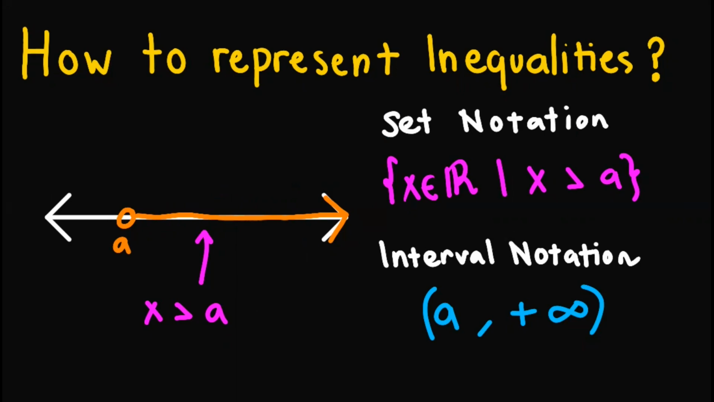Now, connected to this one, what if, say, a is included? Then informally this is x is greater than or equal to a. To adjust the set notation, we simply add an equal to here. How about for interval notation? Well, we can replace this parenthesis out here with a bracket. And now these are the representations of this inequality.